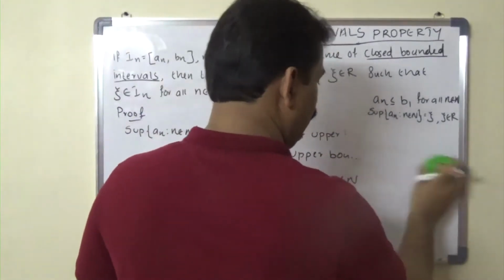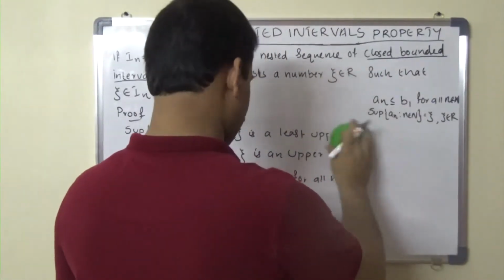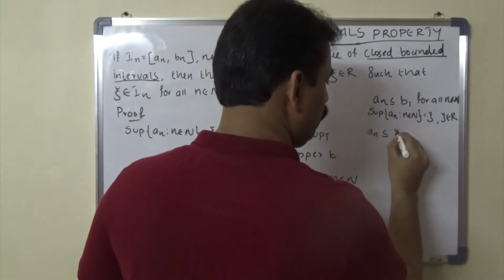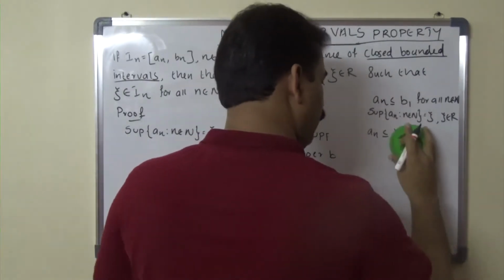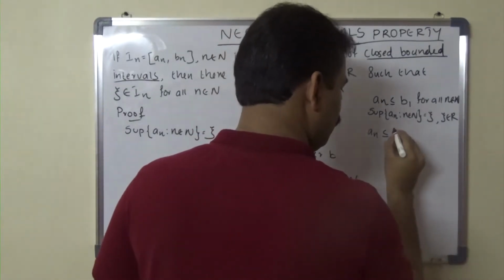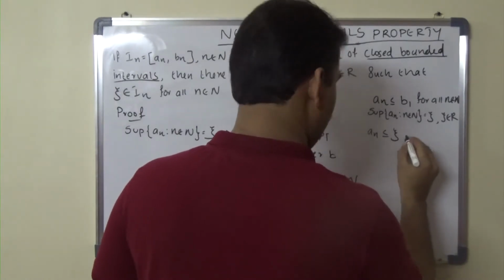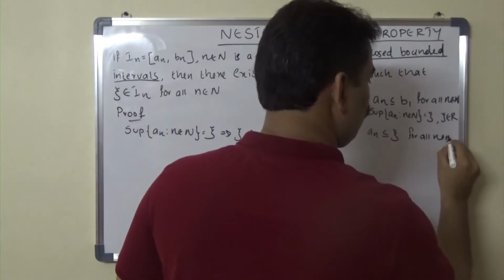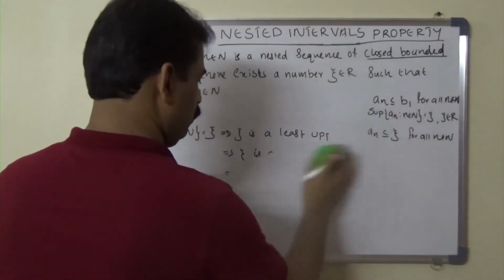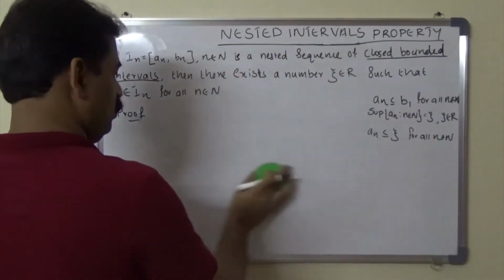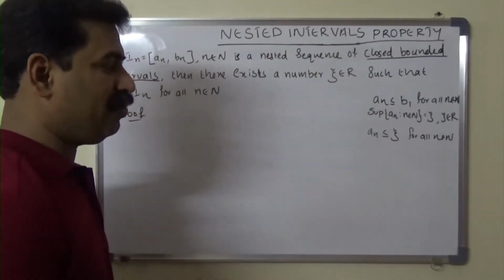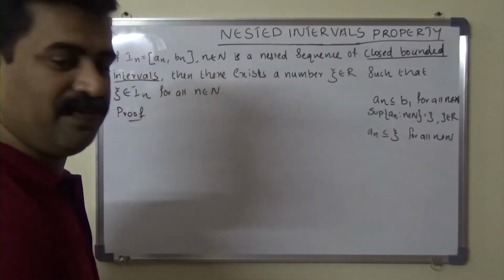So here we can write an is less than or equal to psi for all n belongs to capital N. Clear? an is less than or equal to psi for all n belongs to capital N. Clear? Okay.